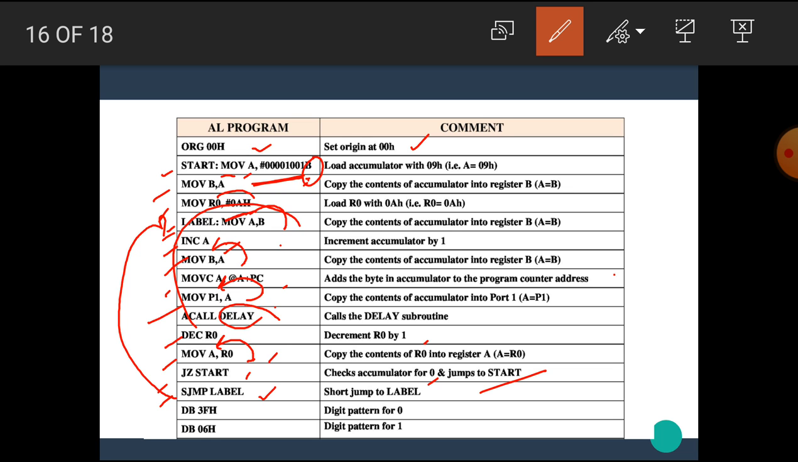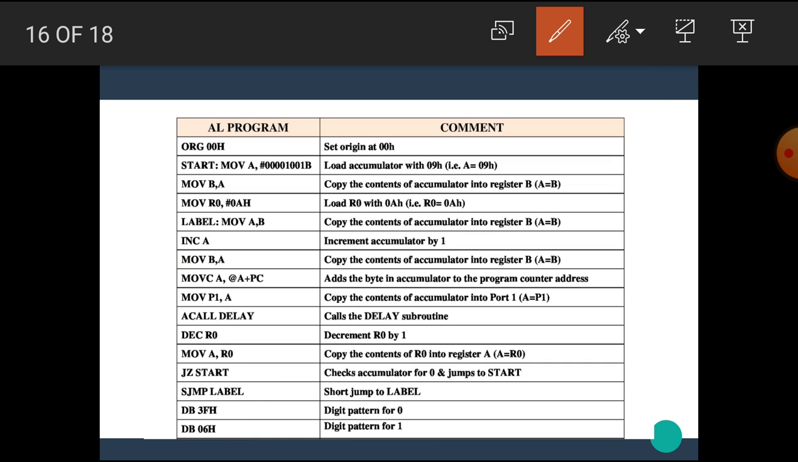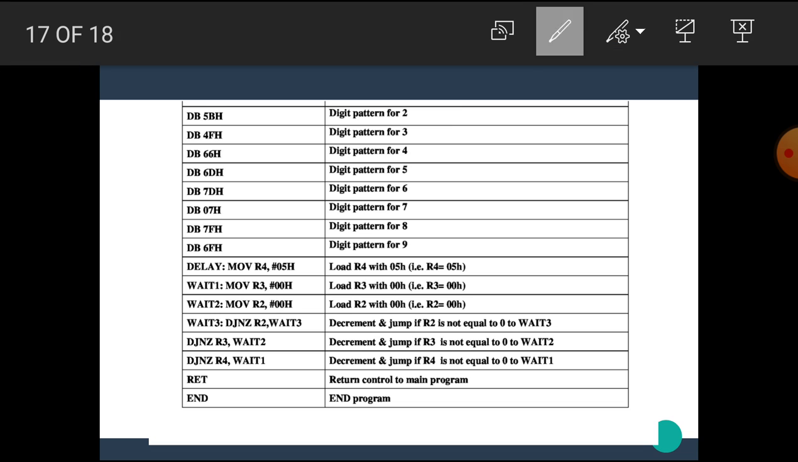There is DB 3FH, which means the digit pattern for 0. DB 06H means the digit pattern for 1. That means first of all, it shows 0. After the instruction SJMP label, it goes to the label again and the next character, 06H, that means the next character 1, is shown on the display. Similarly, after each loop, the digit 2, 3, 4, 5, 6, 7, 8, 9 is shown on the 7 segment display.